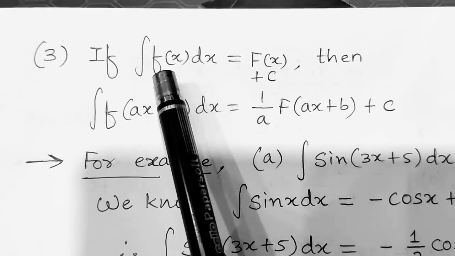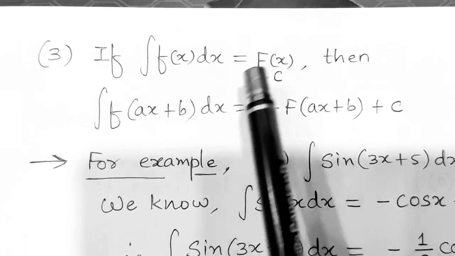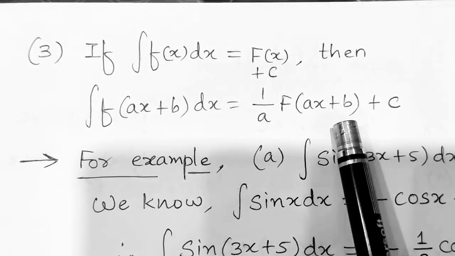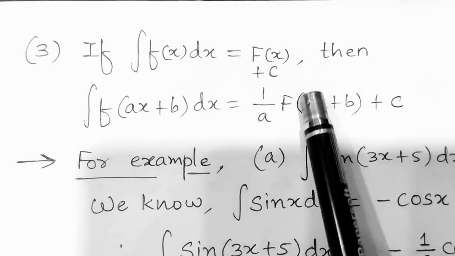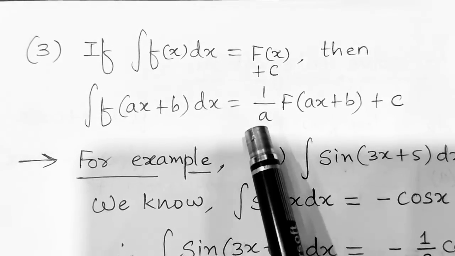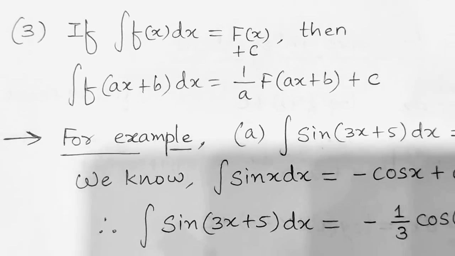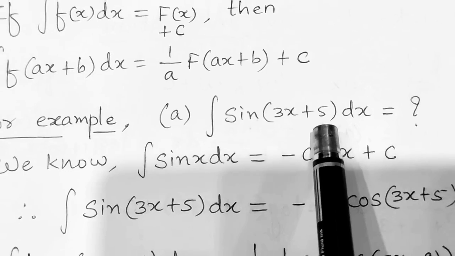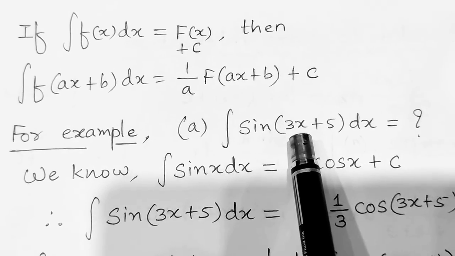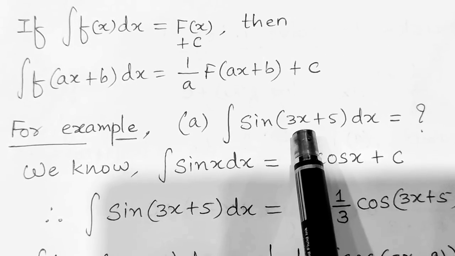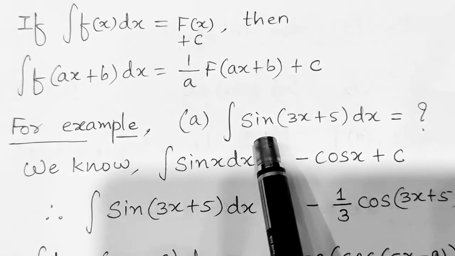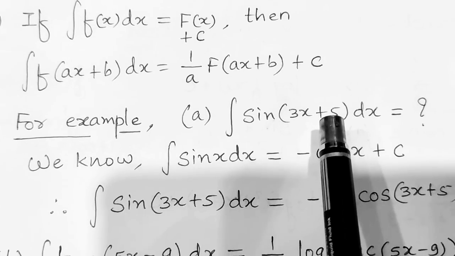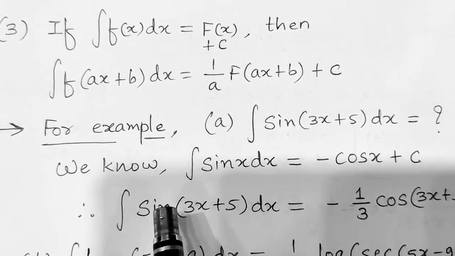Okay, so the function, its integration remains the same. See, F of ax plus b remains F of ax plus b, all the same, but the derivative of ax plus b, that you have to multiply as 1 by a into F of ax plus b. For example, I have taken the example of sin 3x plus 5. What will be the integration of sin 3x plus 5? This you can solve by the method of substitution also. You can take 3x plus 5 as t and solve it by the method of substitution also. But if you know this trick, you can directly solve it.